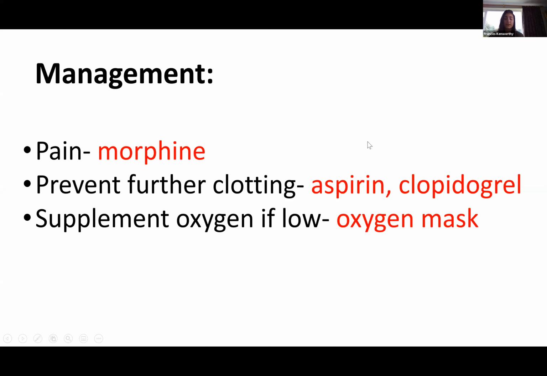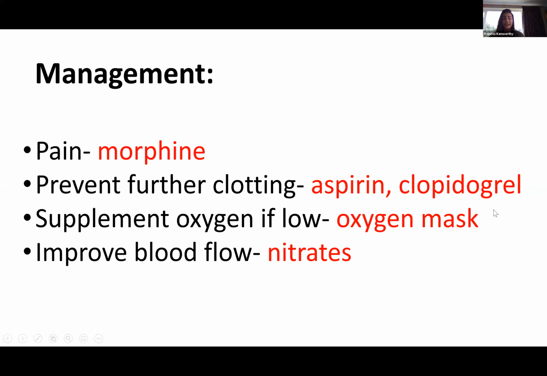They might have low oxygen as well, so you want to keep an eye on the oxygen going around their blood. For that, we'd give them an oxygen mask, and there's loads of different oxygen masks. I don't know them all. I tend to just look at the guidance that they have in the hospital. That's a really important one there. You don't want them having low oxygen because that can cause even further problems. If the brain's not getting enough oxygen, then you're in real trouble there.